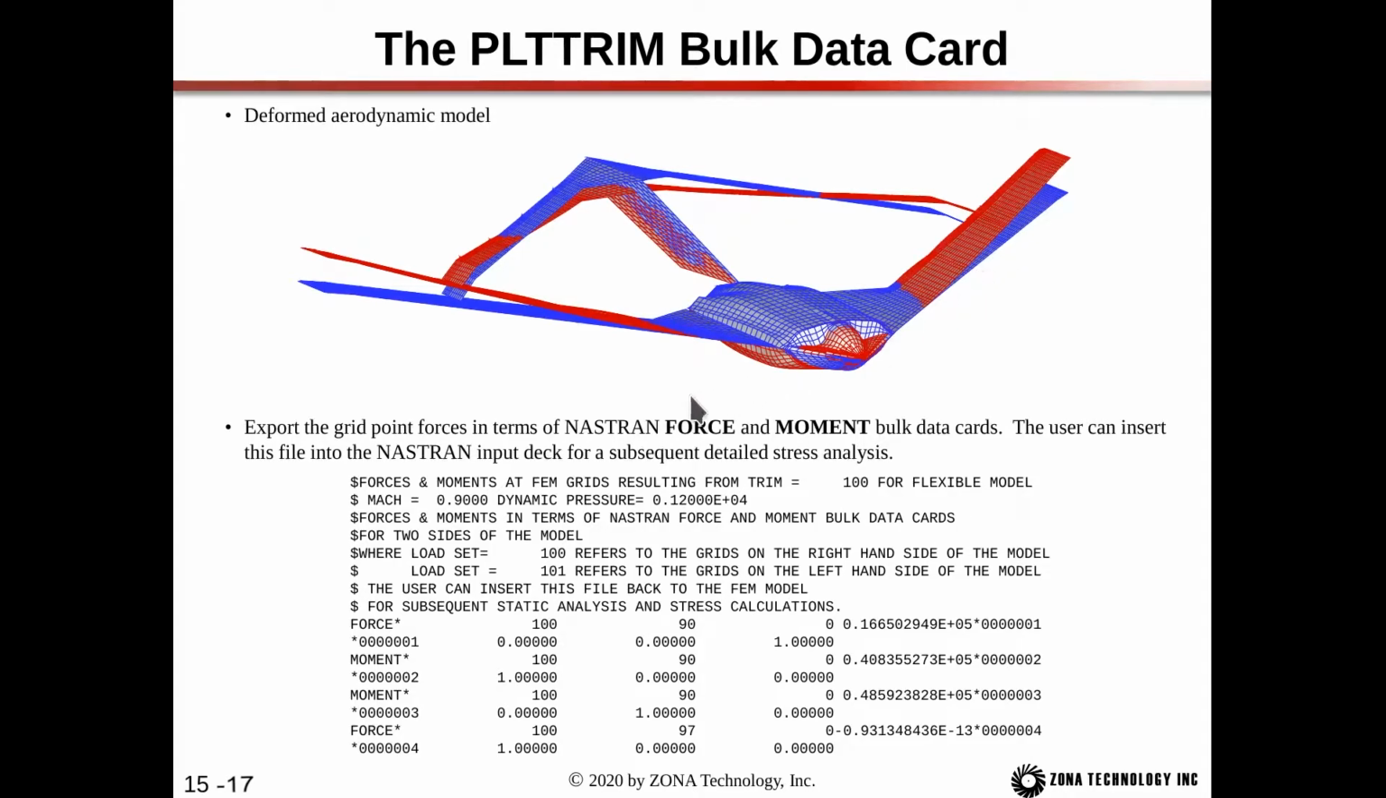And then the second option, you can export grid point forces in terms of Nastran force and moment cards, and then the user can insert this file back into a Nastran input deck for a detailed stress analysis. So this is the top of the example here. You can see we output some comments in the file that tell you where this file is coming from. So these are the analysis parameters. And then we have the force and moment cards as shown here.